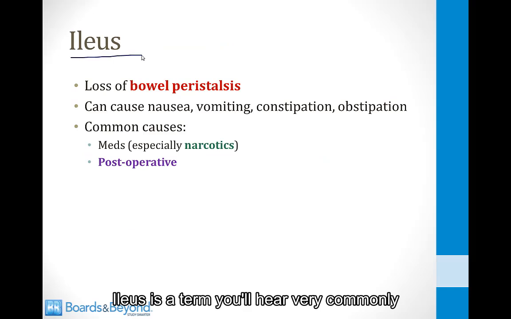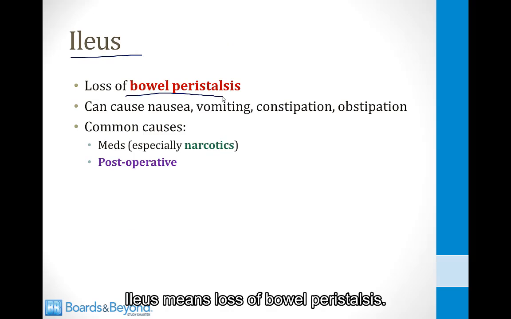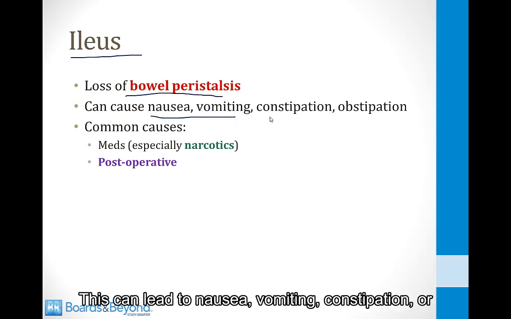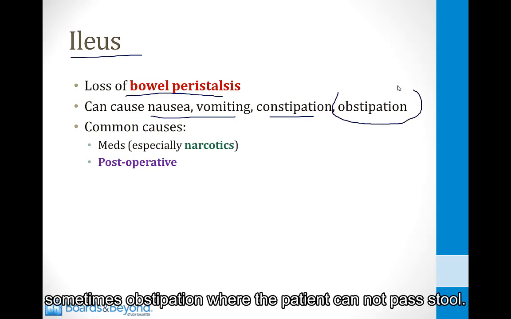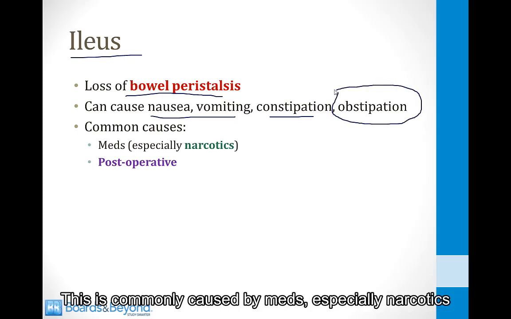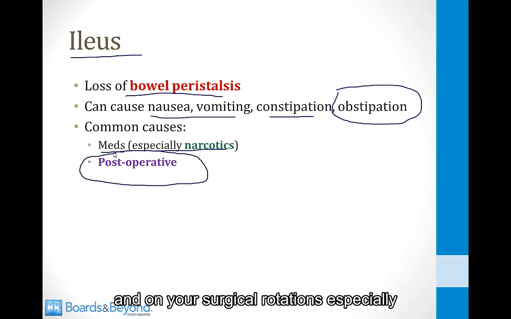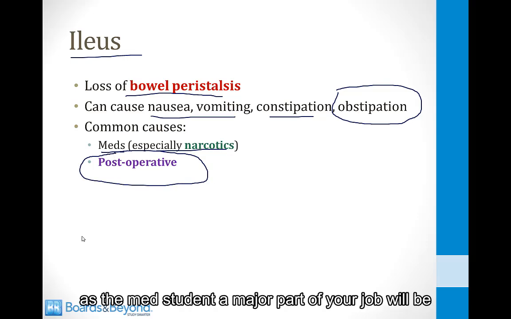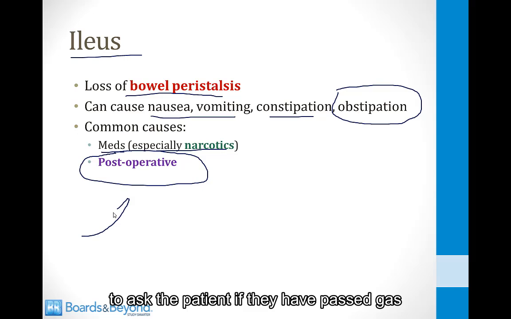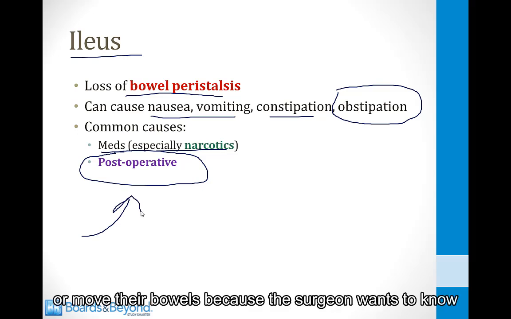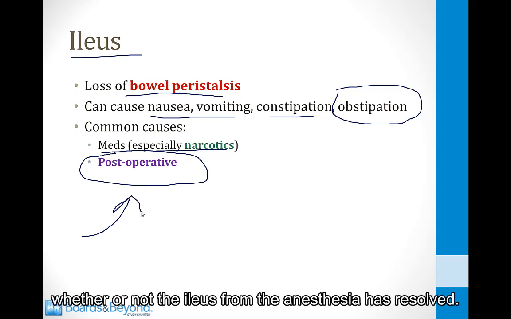Ileus is a term you will hear very commonly on your surgical rotations. Ileus means loss of bowel peristalsis. This can lead to nausea, vomiting, constipation, or sometimes obstipation where the patient cannot pass stool. This is commonly caused by meds, especially narcotics, which slow down peristalsis, and it often occurs after administration of anesthesia. This is called a post-op ileus. And on your surgical rotations, especially as the med student, a major part of your job will be to ask the patient if they have passed gas or moved their bowels, because the surgeon wants to know whether or not the ileus from the anesthesia has resolved.